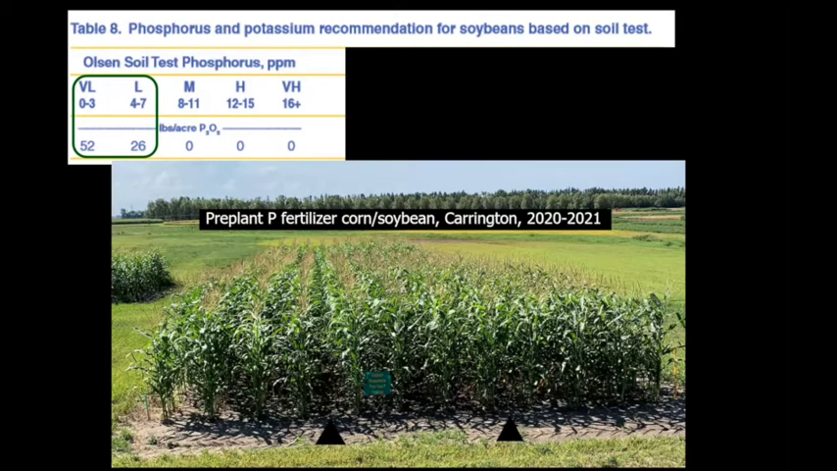On the left-hand side is the untreated check, and this soil had tested at 8 parts per million of phosphorus, so right on the line where we would apply P or not for soybean. The middle treatment is where phosphorus is applied for the corn, and then the third treatment to the right-hand side, that's where phosphorus was applied for the corn crop in 2020, but also for the soybean crop that will be planted in 2021. So I'll be very interested to see what the response is, and certainly we'll share that with you.